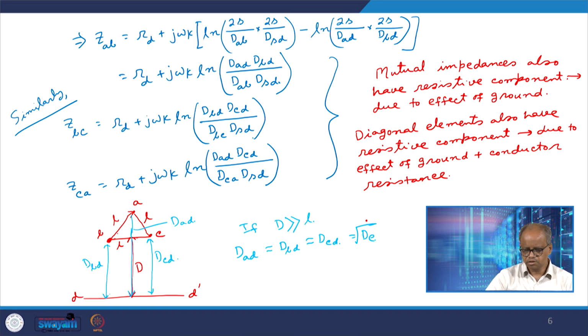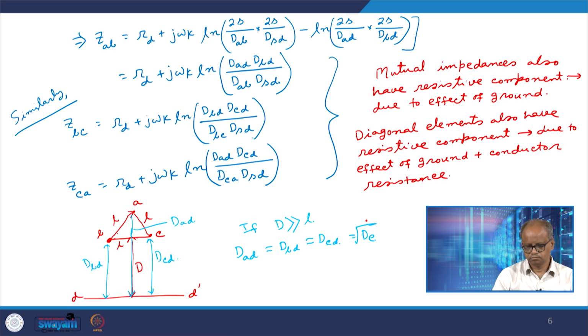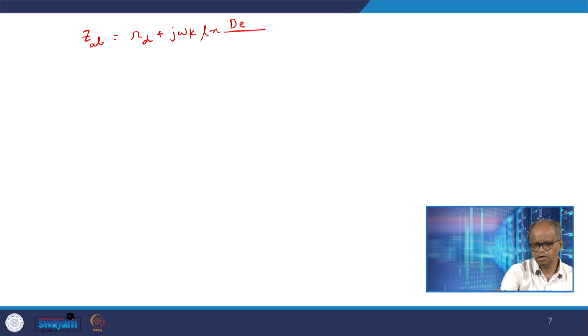ZAB also becomes DAD into DBD, because these two are both almost equal to root over DE. So then this quantity is also DE. So I can say that ZAB is equal to RD plus j omega k log dE by DAB by DSD.